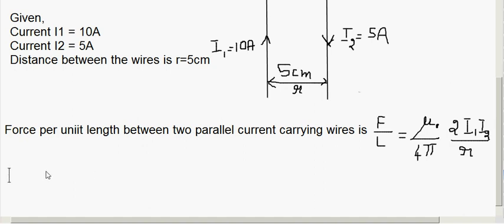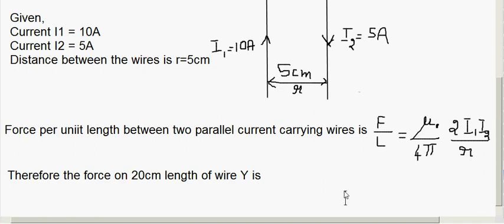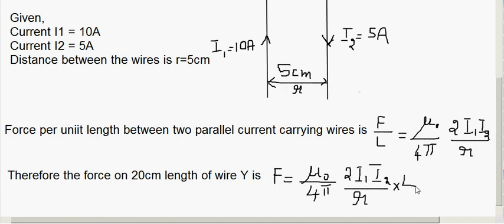Therefore the force on 20 centimeter length of wire Y is F is equal to mu naught divided by 4 pi into 2 I1 I2 divided by R multiplied by L. This is the equation of force.